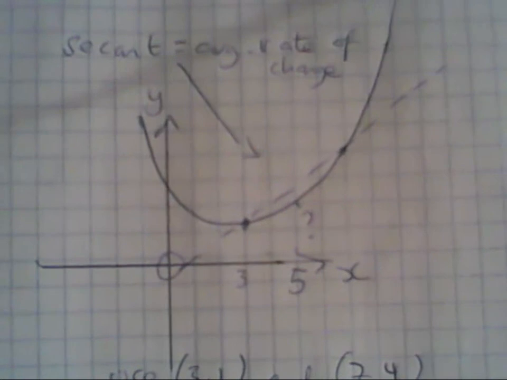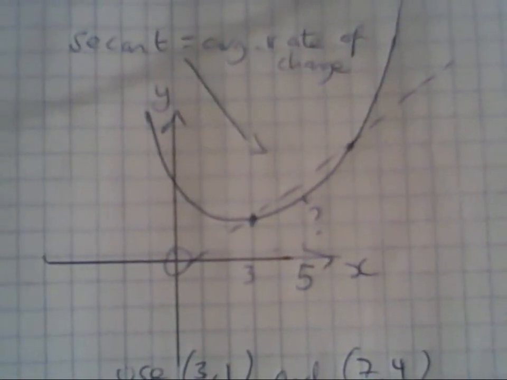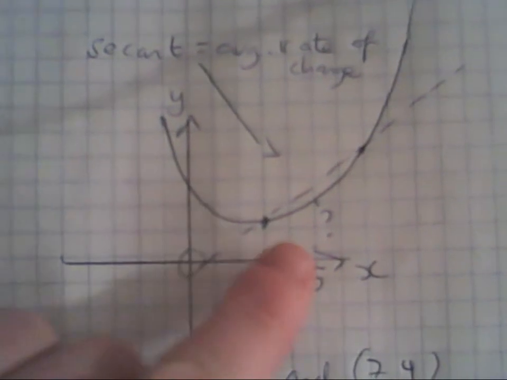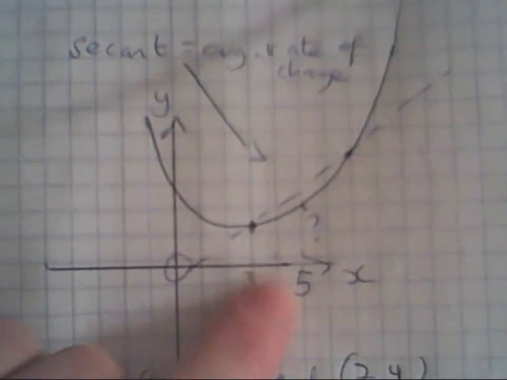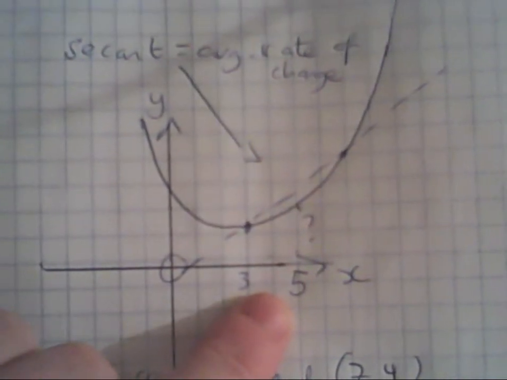Okay, this is a short video on secants and tangents. So first of all, the secant is an average rate of change. Let's say you've been asked, what is the rate of change of this curve graph at x is 5?